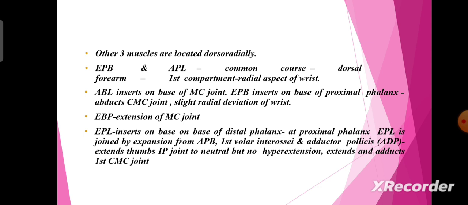The other 3 muscles are located dorsal-radially. EPB, EPL and APL have a common course, dorsally in the first compartment on the radial aspect of the wrist. EPB results in the extension of the MCP joint. And EPL inserts on the base of the distal phalanx and helps the thumb extend, but in neutral position, with no hyperextension. It extends and abducts at the first carpometacarpal joint.